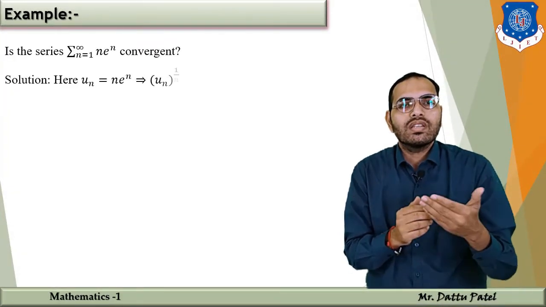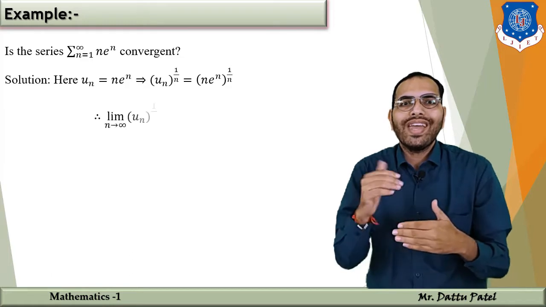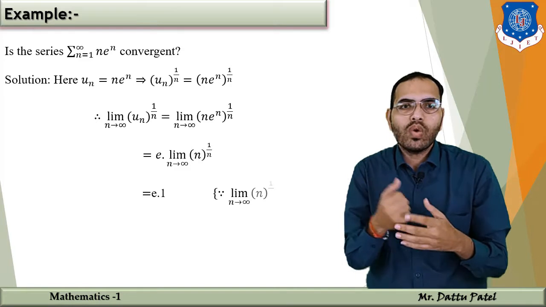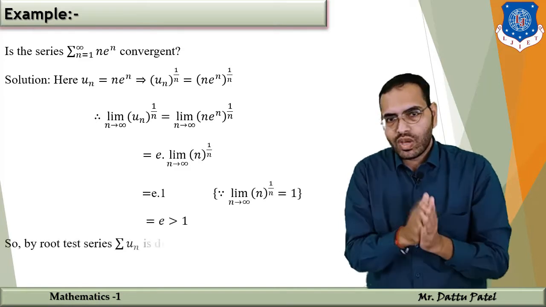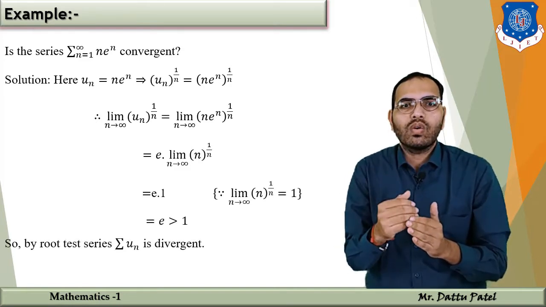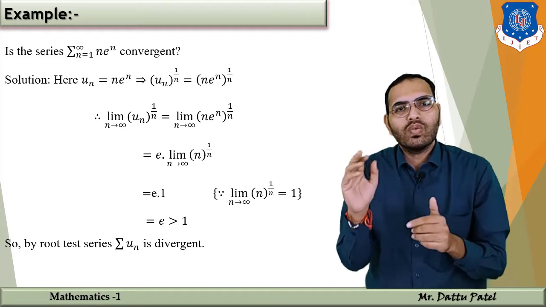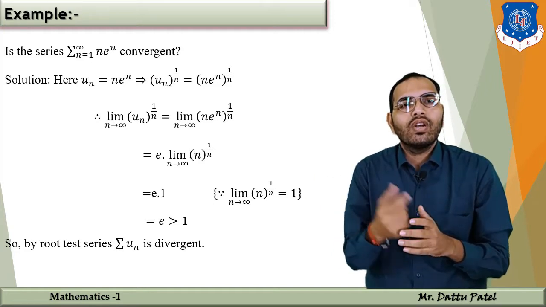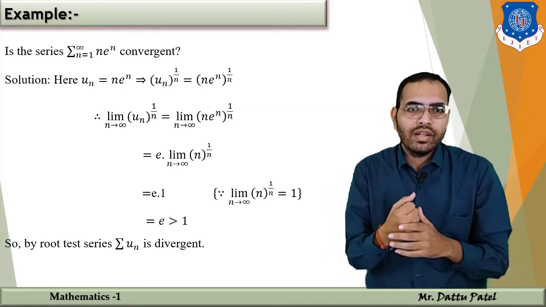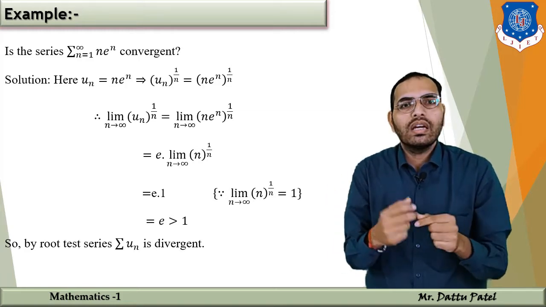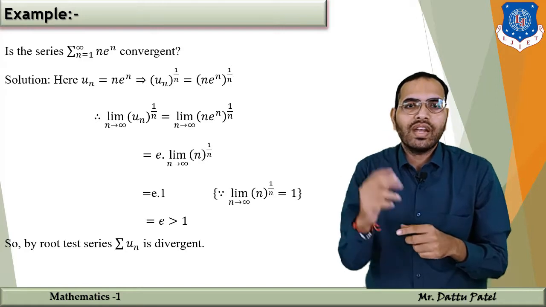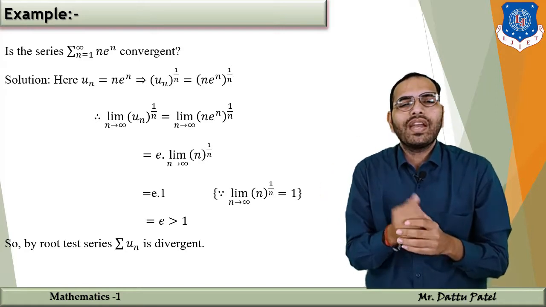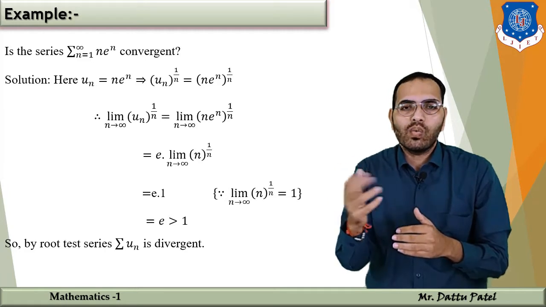Is the series summation n equal to 1 to infinity of n e raised to n convergent? Here un equals n e raised to n. Now the nth root of un is un raised to 1 upon n, equal to n e raised to n, raised to 1 upon n. Now applying the limit as n tends to infinity to the nth root of un, it becomes e into the limit as n tends to infinity of n raised to 1 upon n.